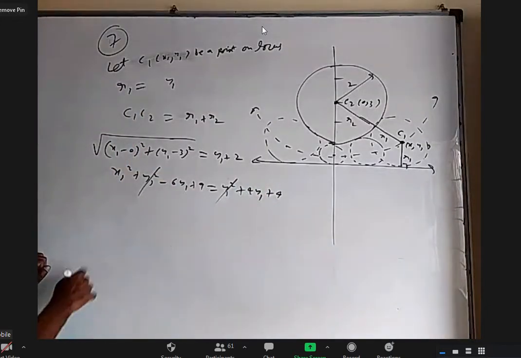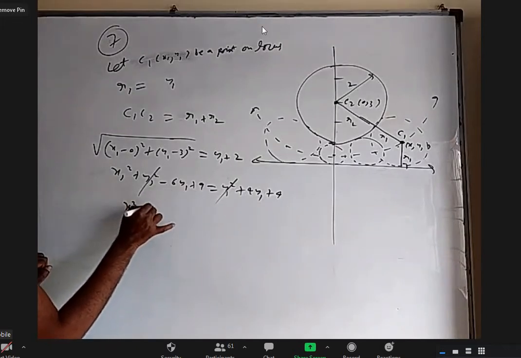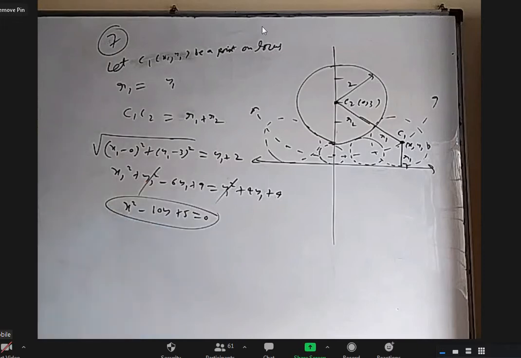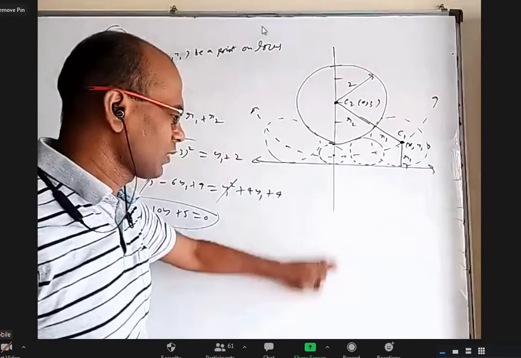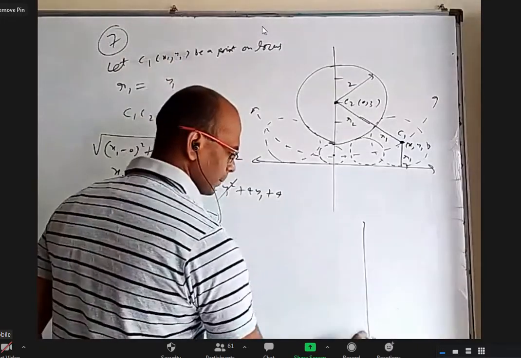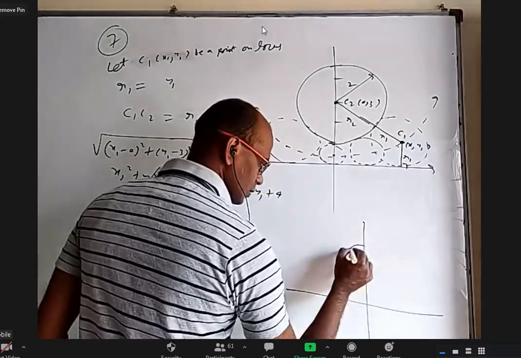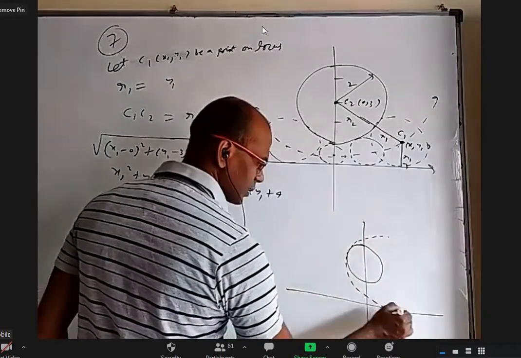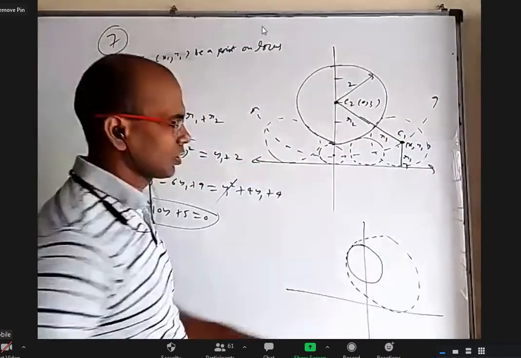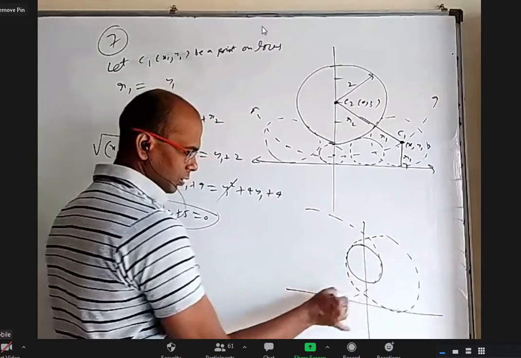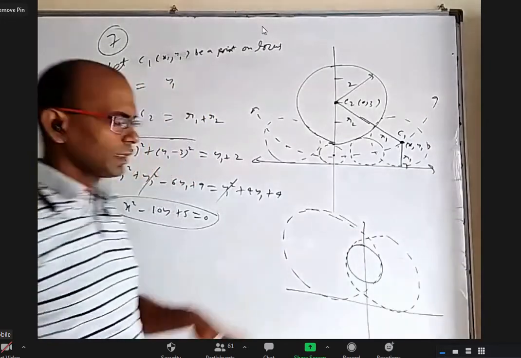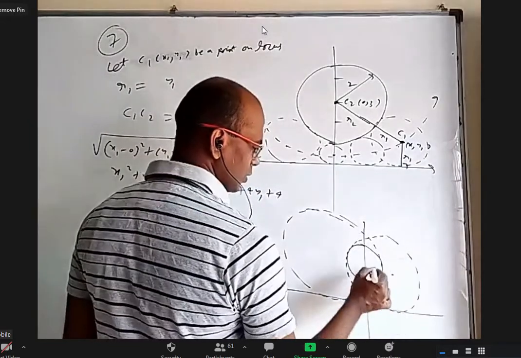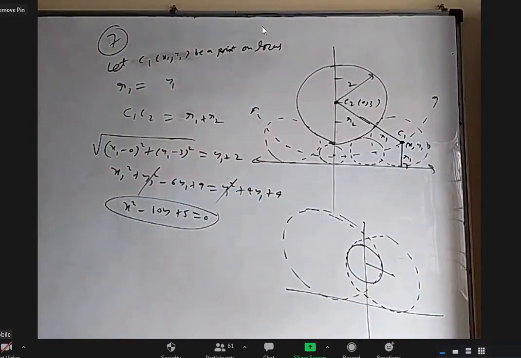y1 square you can cancel. This is the locus: x square minus 10y plus 5 equal to 0. But this is only for touching externally. We can also have a circle which is touching internally. See, this is our circle. It is quite possible to have a circle like this, and there will be a lot more. I'm sure I can have a circle like this, touching the given circle internally and touching the x-axis. Again, you can take the same center and all, but only you have to use C1.